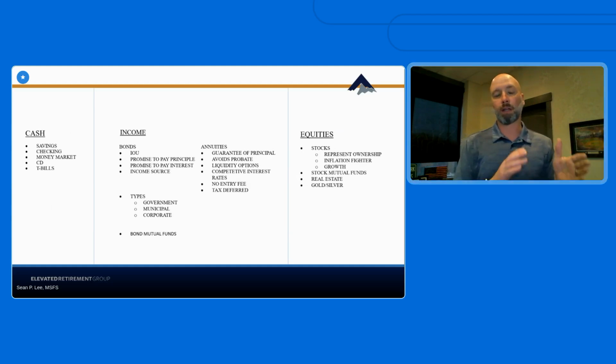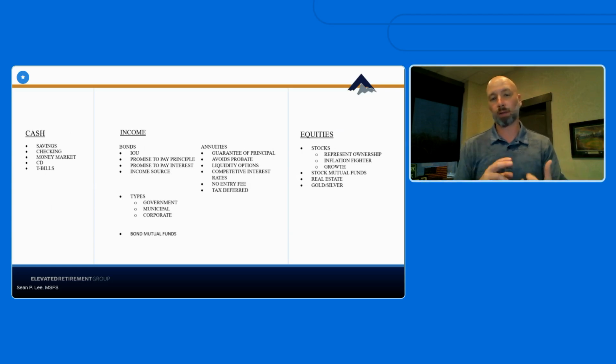The next equity asset class is real estate. So real estate is considered an equity because you are an owner in that property or land or building or whatever it may be. And then you've got gold and silver as well.